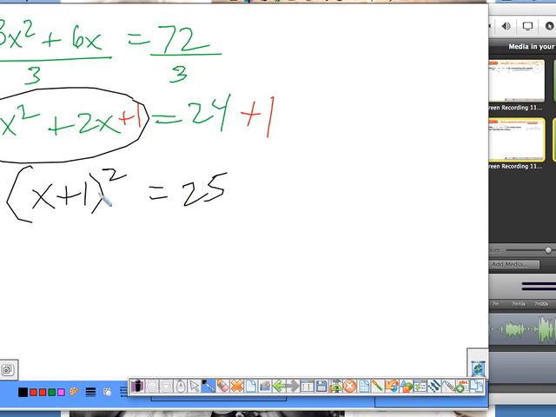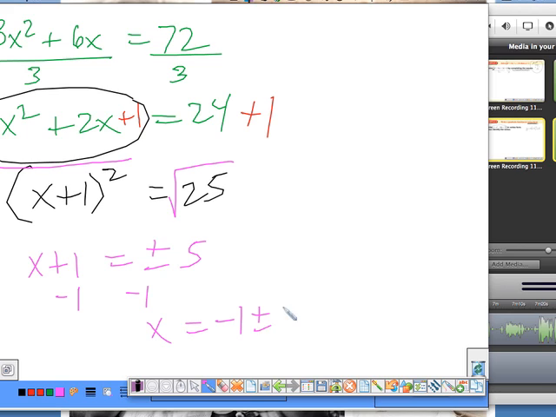Why do I complete the square? So that I can square root it. So I'm going to square root this, and the square cancels. x plus 1 is equal to the square root of this, plus or minus 5. Last step, minus 1: x equals negative 1 plus or minus 5.